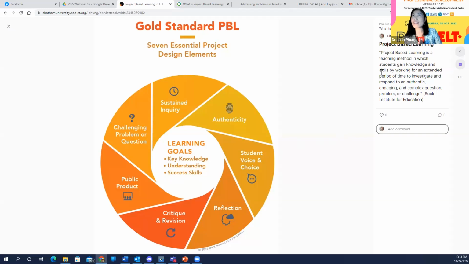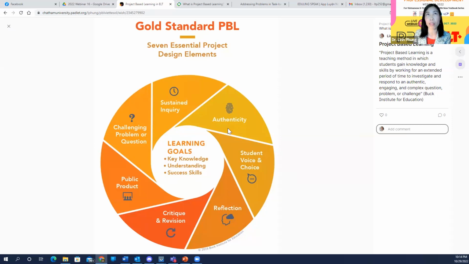Project-based learning is a teaching method in which students gain knowledge and skills by working for an extended period of time to investigate and respond to an authentic, engaging, and complex question, problem, or challenge. You can see there are a lot of important words here that we need to pay attention to. It has to be over an extended period of time, right? Students need to respond to an engaging and complex question. If you look at the chart, there are a lot of design elements that are essential for something to be considered a project. There needs to be a challenging problem or question for students to handle. And it has to involve sustained inquiry. In this case, it has to happen over an extended period of time.